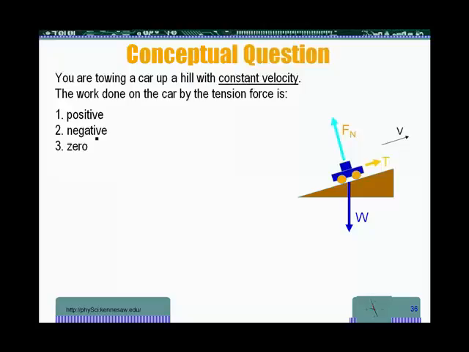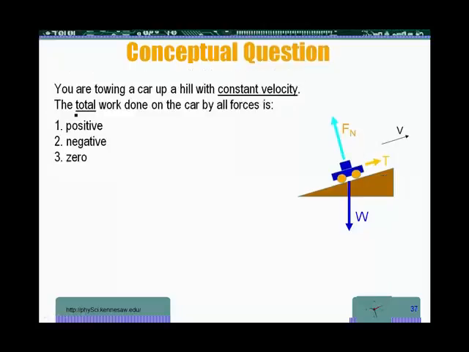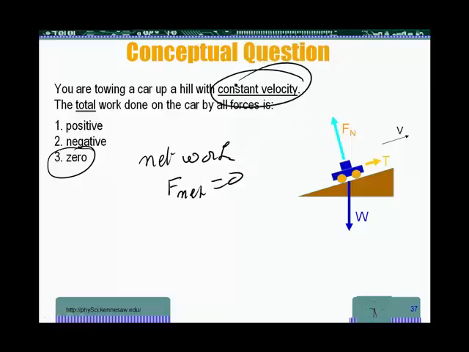Now, what can we say about the work done by this tension force? The tension is parallel to the incline, parallel to the direction of motion, so it should be positive. Now, what about the total work done on the car by all of these forces? Of course, that would be zero because the net work is the work done by the net force, but the net force is zero since we are moving at constant velocity. So the net work should be zero.